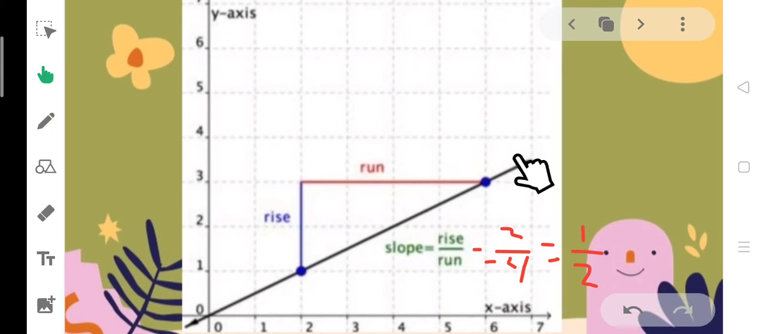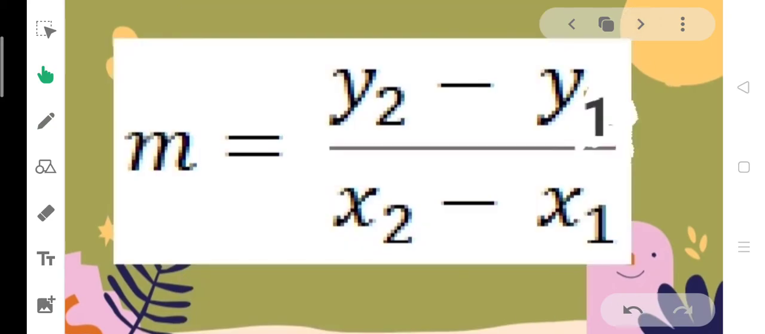Now, what if the line or the graph of the linear equation is not given? Only the 2 points. Okay. If given the 2 points where the line passes through, we can still find the slope of a line. Now, we are going to use this formula. M is equal to y sub 2 minus y sub 1 all over x sub 2 minus x sub 1. M for slope, y sub 2 for the y coordinate of the second point, y sub 1 for the y coordinate of the first point, x sub 2 for the x coordinate of the second point, and x sub 1 for the x coordinate of the first point.